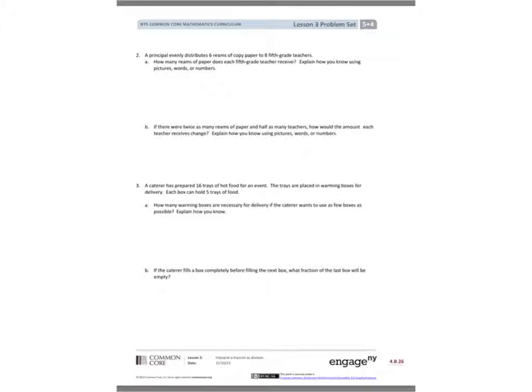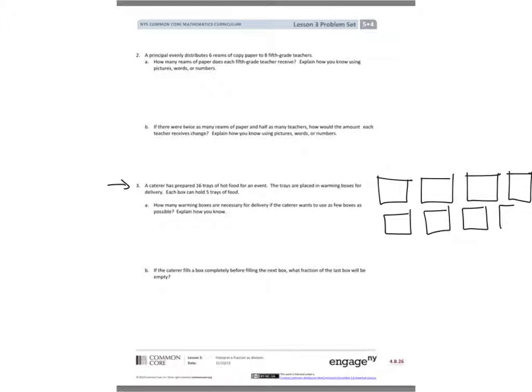So I'm going to jump down here to 3 and say a caterer has prepared 16 trays of hot food for an event. First thing I'm going to do is draw those 16 trays. I know, it feels like a lot, but I think in the long run it may help us out. So we're going to draw those 16 trays.